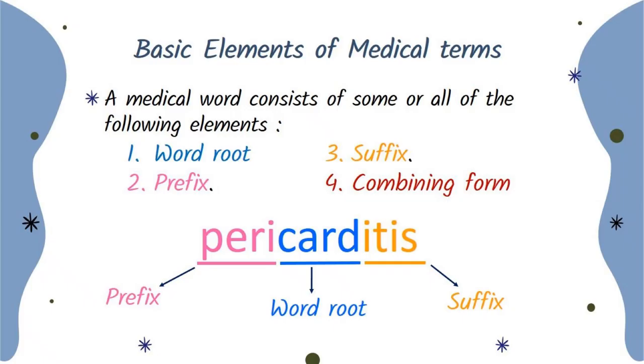In pericarditis, peri means around, during, throughout, like in perioperative, taking all the time of perioperative, meaning preoperative, intraoperative, and postoperative. Here, peri means around. Card means the heart, it is the word root. Itis is the suffix, meaning inflammation. So pericarditis is the inflammation of the area around the heart.